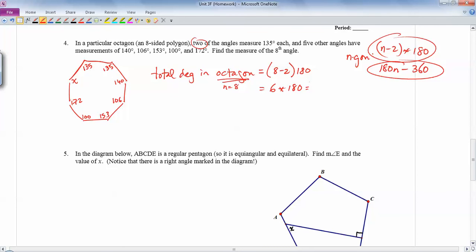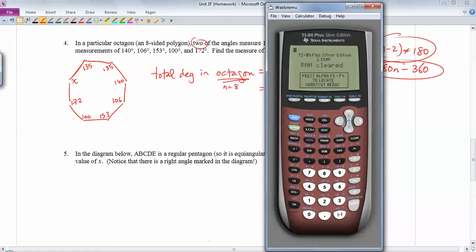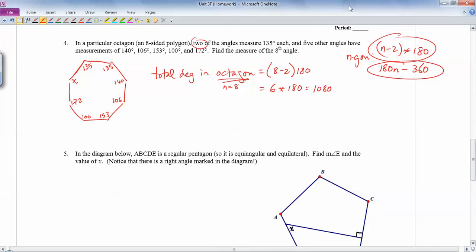which is, what is that? 6 times 180 is, hold on, 1080. Sorry, let me make sure. 6 times 180. I'm pretty sure that's right, though. Yeah, 1080. Okay, so the total degrees in here is 1080.